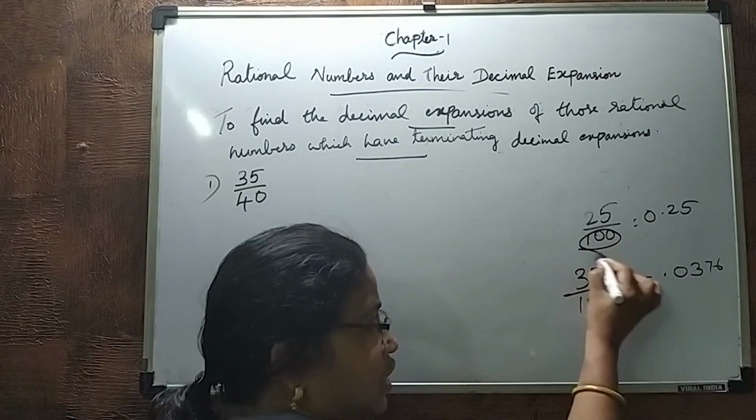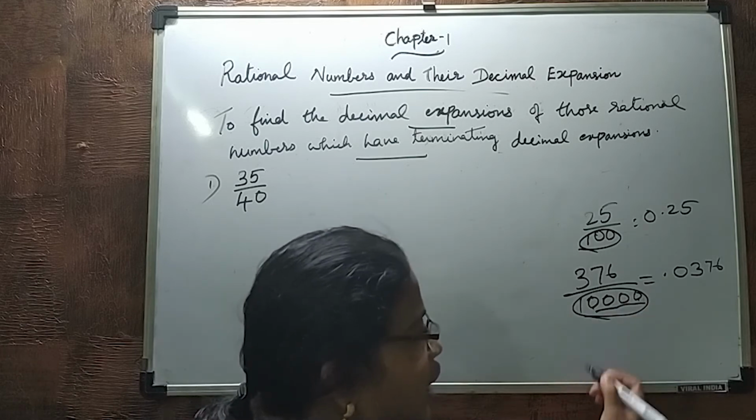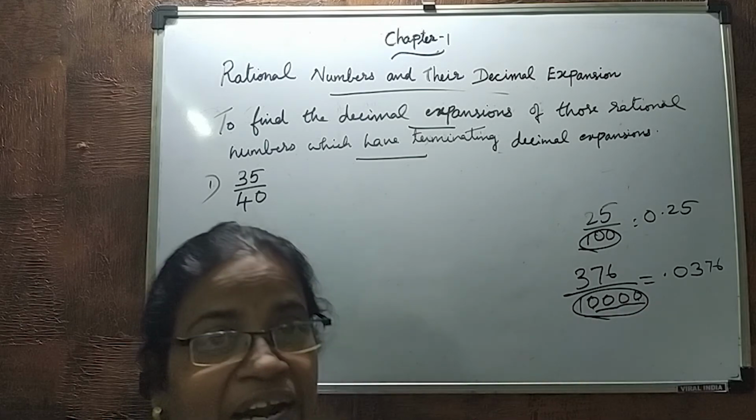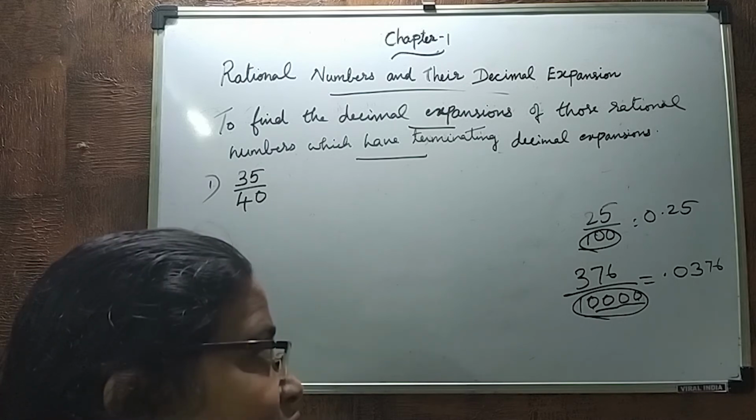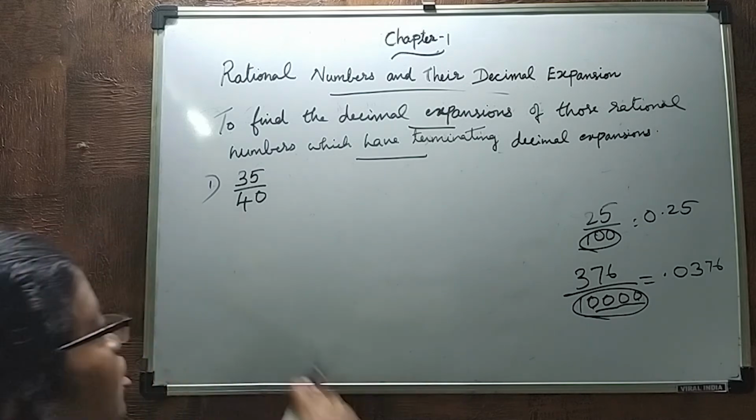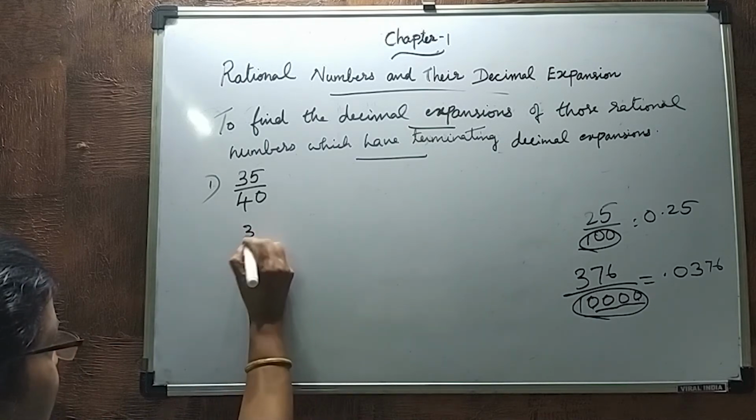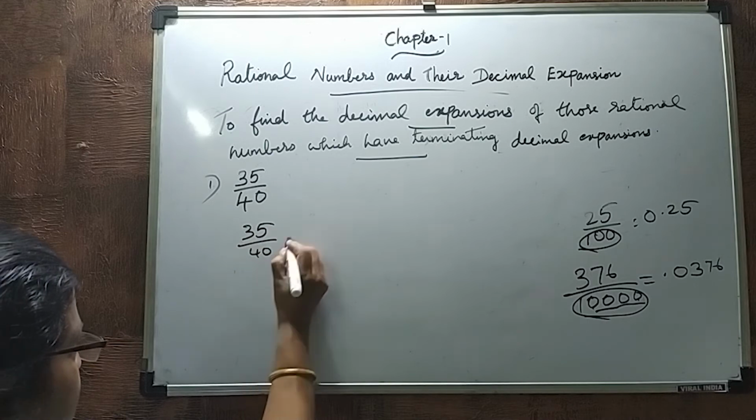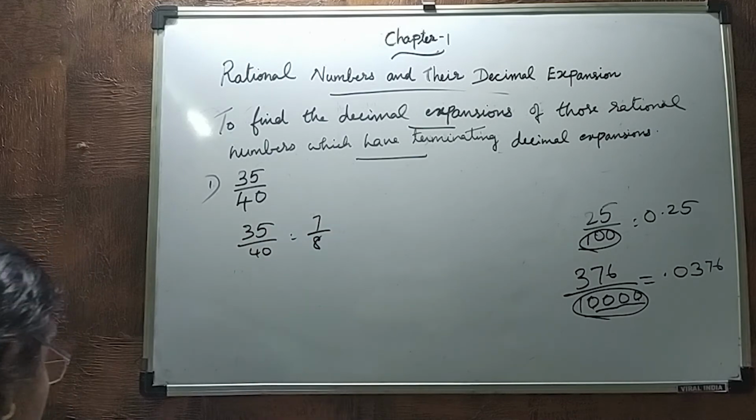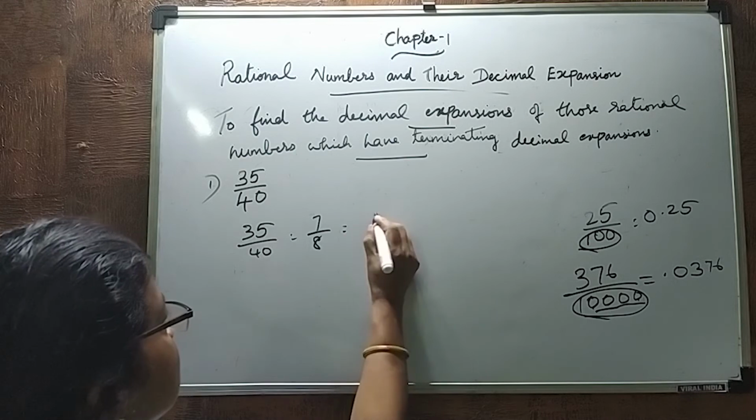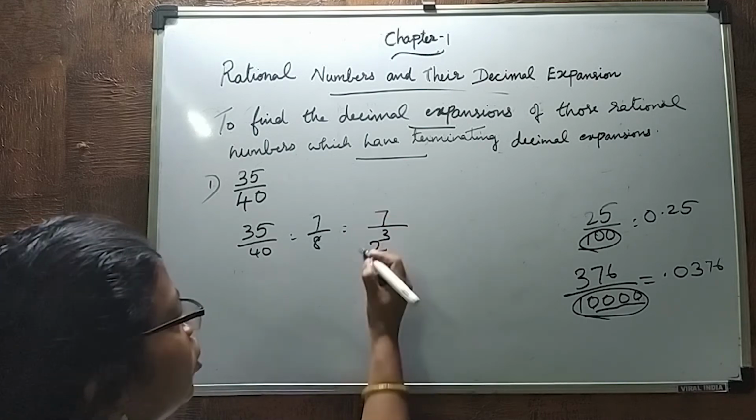When we get here 100, 10,000, 1,000, 10 and so on, it means we will take it quickly, so we will arrange it like that. Now 35 by 40 can be written as 7 by 8. And here we get it as 7 by 2 raised to 3.